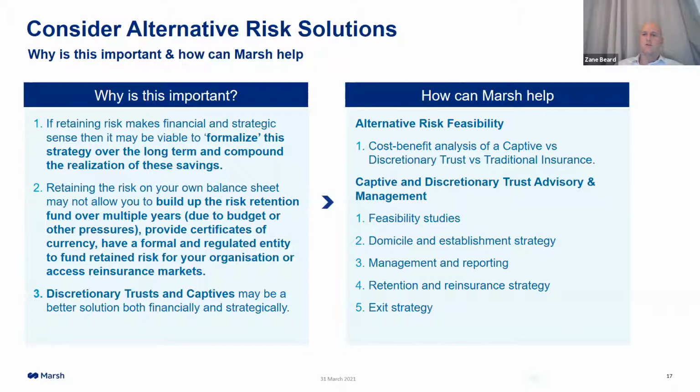And so what we do is we model out that, conduct that risk finance optimization, help you understand those trade-offs between retaining risk and transferring risk, and then look at the feasibility of what's the best way to retain that risk. Looking at the feasibility of a captive or a trust versus traditional insurance. And then if it works, and it makes sense, then helping you establish that captive or trust if the numbers and the strategy seem to make sense.